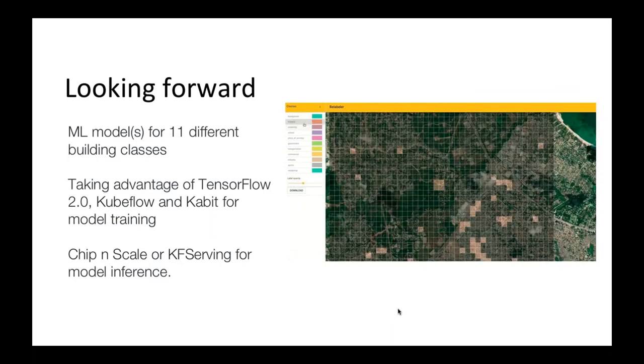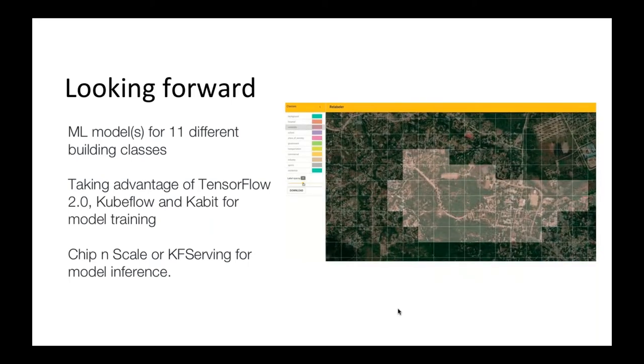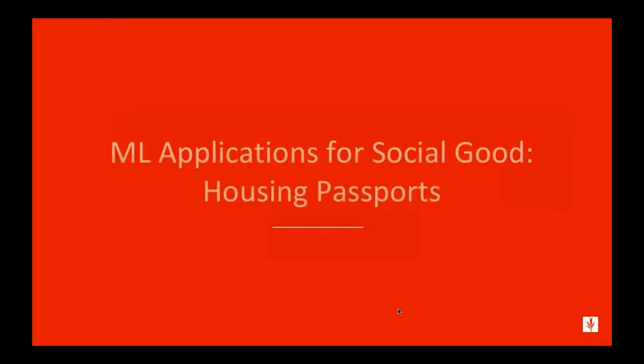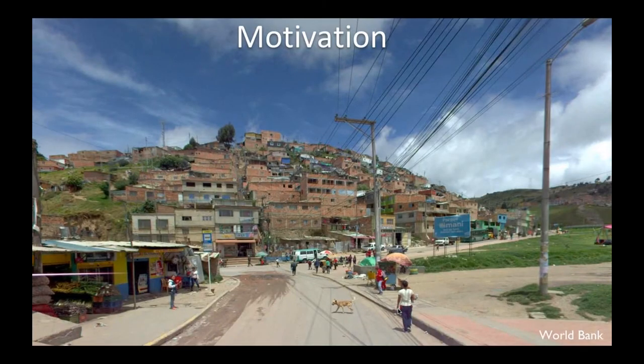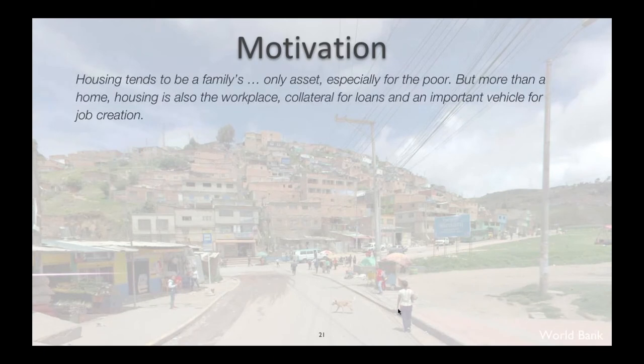So the next use case is housing passports, which is a World Bank initiative. The motivation is all around poor housing infrastructure and the World Bank's initiative to retrofit houses. Housing tends to be a family's only asset, their most important asset, and an important piece of being able to have collateral for loans and a home base for finding work. Further, unsafe housing can be life-threatening when disasters strike.